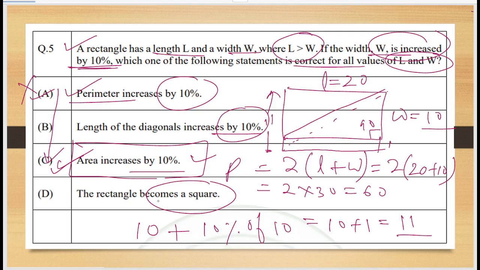And the last one, the rectangle becoming a square, right? Here there is no fixed value of the length, so you will not land on it in every case. It might be true in some cases, but not always, right? So this is not always true, so this is also false. So this one is the correct answer. That means the area will also increase by 10%, right?